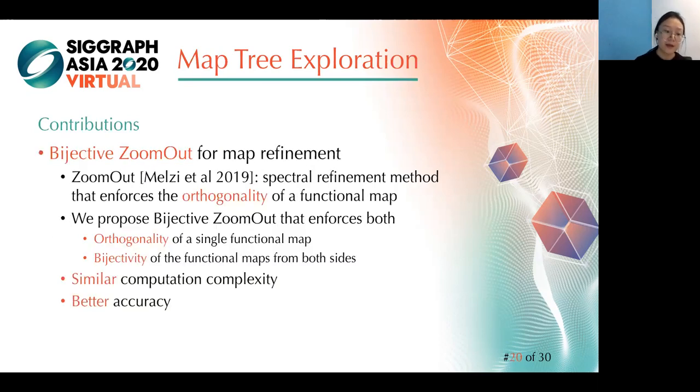We also propose a better refinement method for shape matching, which is used in our MapTree algorithm. We improved the state-of-the-art refinement method, zoom out, which was proposed last year. This refinement method tries to enforce the orthogonality of a functional map by upsampling in the spectral domain. We follow a similar idea, but we try to enforce the bijectivity of the functional maps from both sides and enforce the orthogonality at the same time. Our bijective zoom out has better accuracy with a similar computational complexity to the standard zoom out.